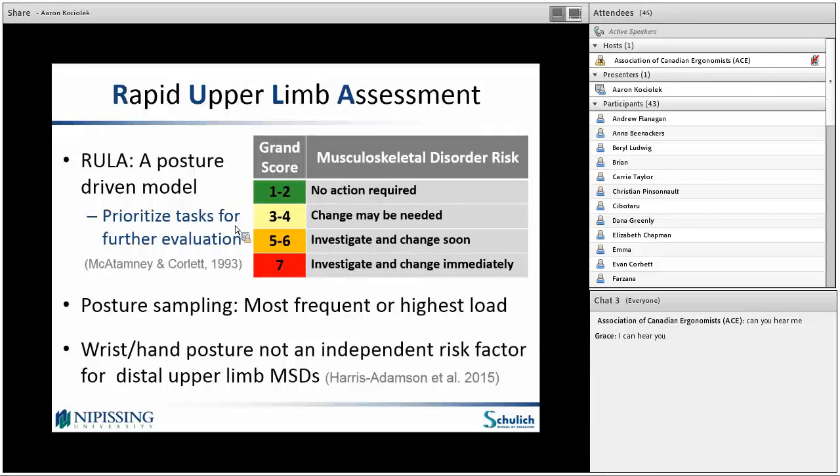In addition, because this tool used a static approach in terms of getting a static picture to base your postures on, posture sampling is a large part of it, so you have to choose one image to assess. And they suggested sometimes using the most frequent posture or the posture that had the highest load, and not surprisingly, there's research out there that shows that based on what you choose, this can drastically influence your score.